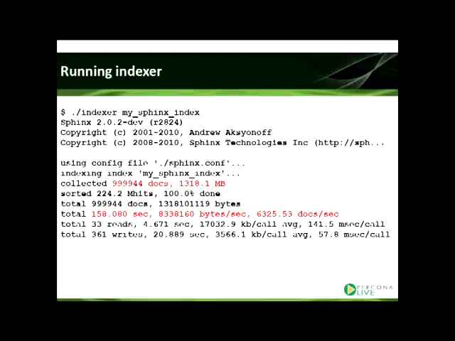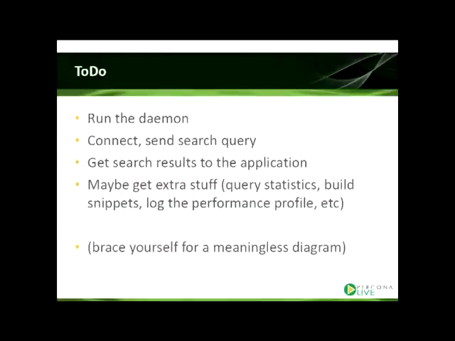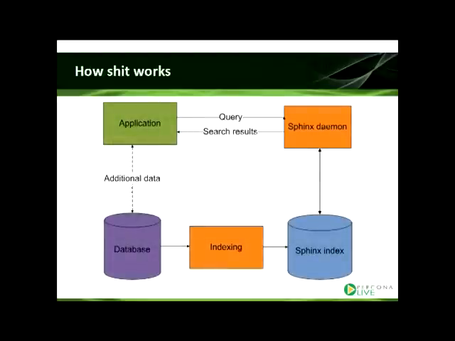So once we have done this setup, let's take a look at how this stuff works. Basically, you have the Sphinx daemon. It goes to the indexer, creating a solid index out of the database, which is used by the Sphinx daemon. And the application queries Sphinx for full text search results, faceted search and other services that we will mention later. The application can request some more data from MySQL or another store or from cache to speed it up. But generally it's that easy. So what do I need to do? To make it work, we need to run the daemon, connect to it, send the query and read the results.